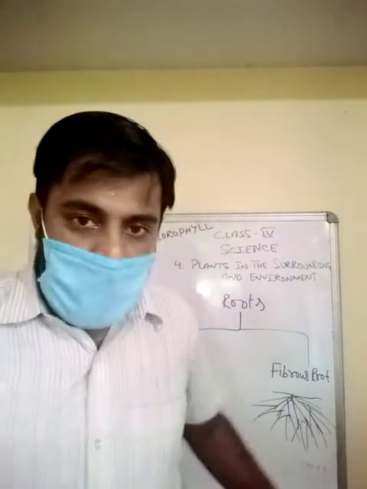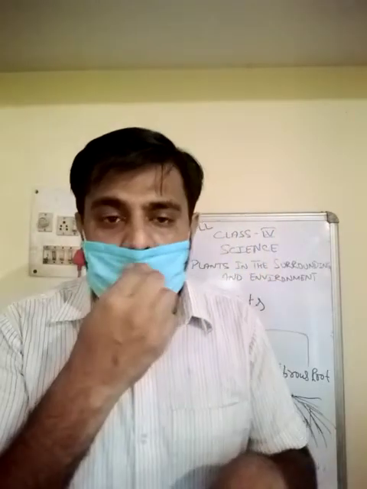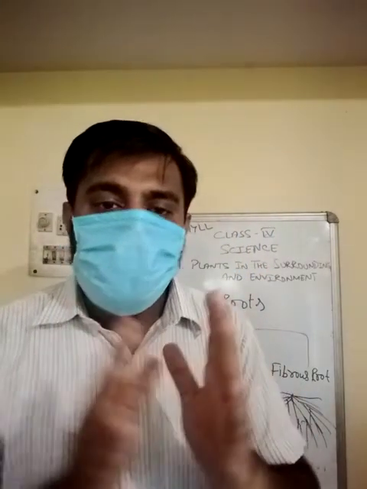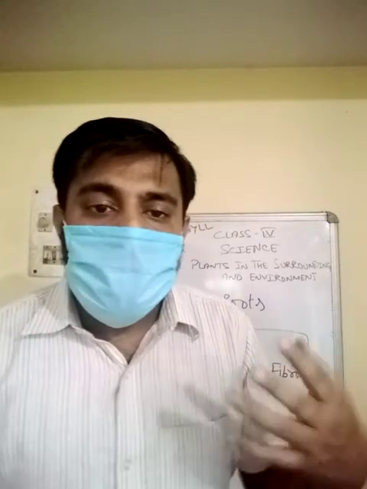Now let's look at the functions of roots. The main functions of the root are the following. Number one, roots help the plant stay fixed in the soil. Roots act like an anchor for the plant. Roots hold the soil tightly and help the plant stand strong even if it's windy or flooded. Understood? The plant only gets uprooted when roots are not strong enough to hold the soil.